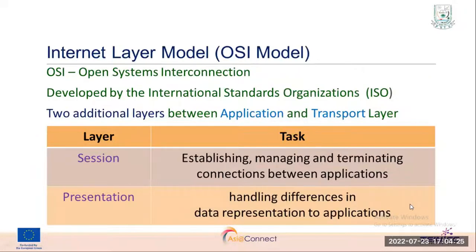There are other layers. This was introduced by the International Organization for Standardization, called the Open Systems Interconnection model, OSI, developed by ISO. In TCP/IP we saw that there are five layers, but in the OSI model there are two additional layers: session and presentation. These two layers are between application and transport. The session layer establishes, manages and terminates connections between applications, and the presentation layer handles differences in data representation between different applications. According to the application, data may be represented in different ways, and this presentation layer will format the data according to the application's type.